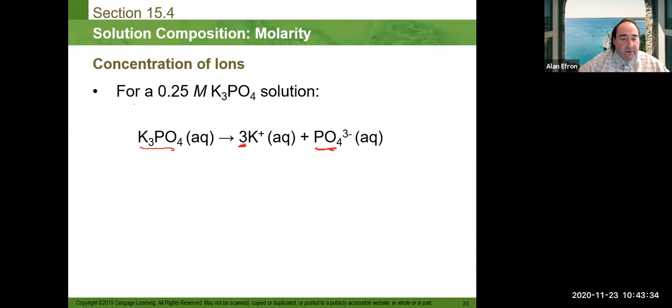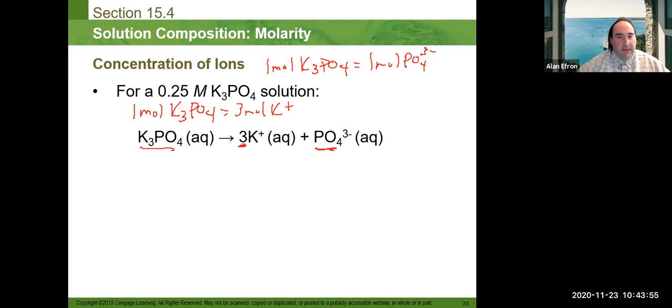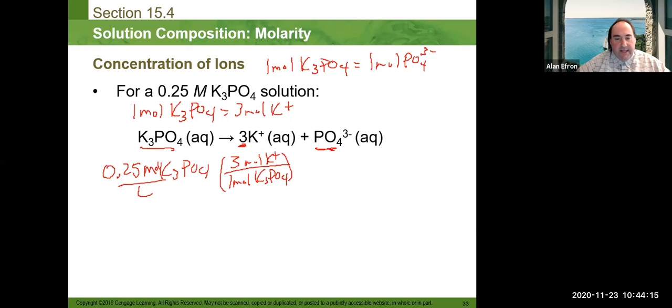So if we look at our mole-to-mole relationship, for every 1 mole of the whole thing, we get 3 moles of the potassium ions. And for every 1 mole of the whole thing, we get 1 mole of the phosphate ions. You could do the long calculation like we just talked about, where you start with 0.25 molar of the potassium phosphate, which is moles per liter. For every 1 mole of this, we get 3 moles of potassium ions.